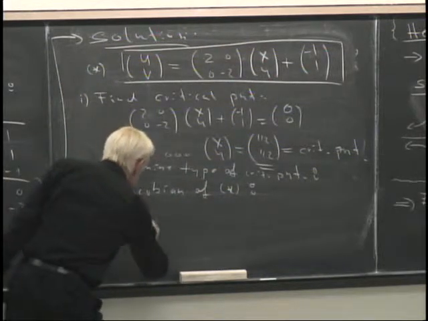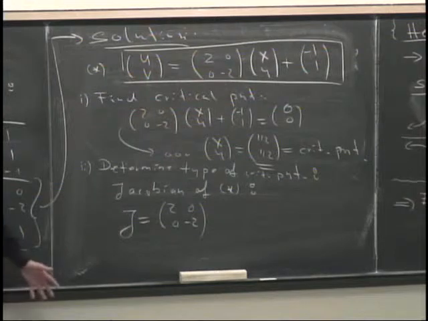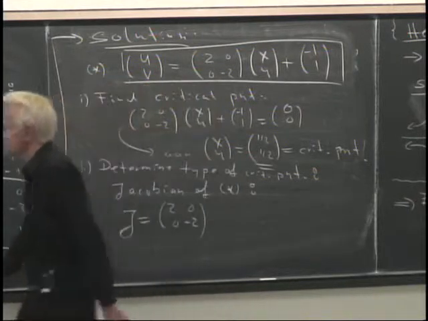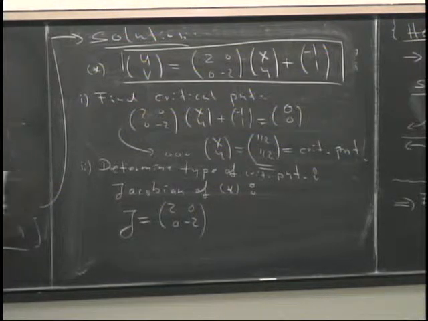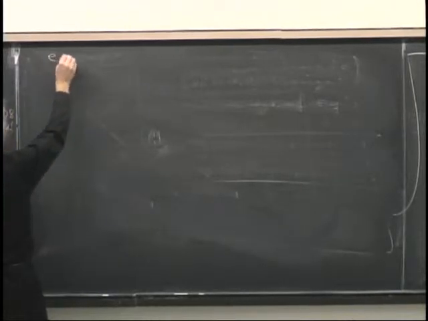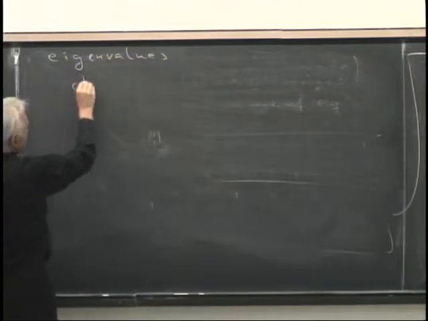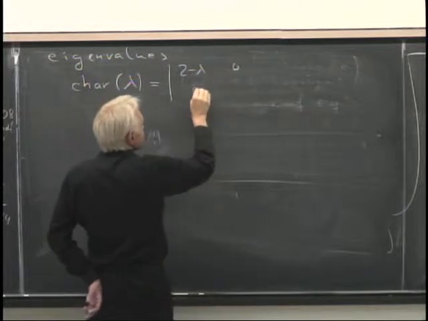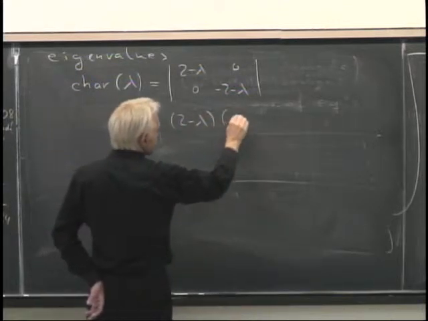So the Jacobian J, in this case, is 2, 0, 0, minus 2. Okay? As I said, you have to look at the eigenvalues of what sign they are, to determine what type of a critical point you have. So we have to do the eigenvalue analysis. So eigenvalues. So we have the characteristic polynomial, right? The characteristic polynomial of that thing, lambda. This is the determinant of 2 minus lambda, 0, 0, minus 2 minus lambda. You remember that. That's the determinant. This is the polynomial (2 minus lambda) times (minus 2 minus lambda).